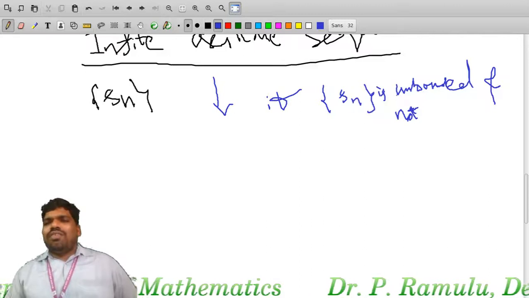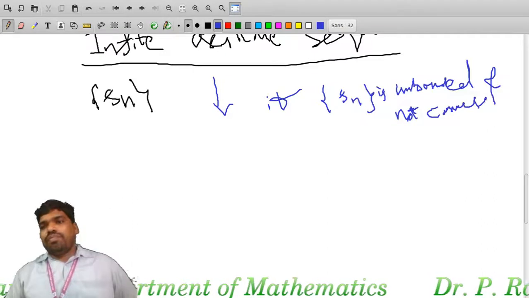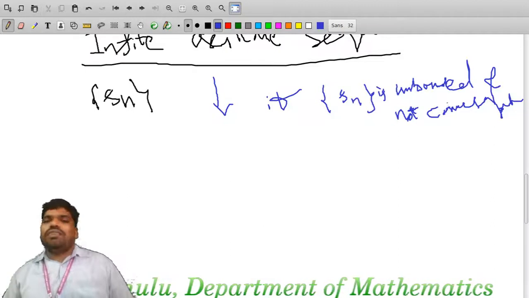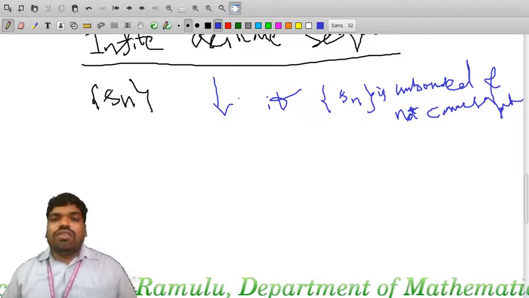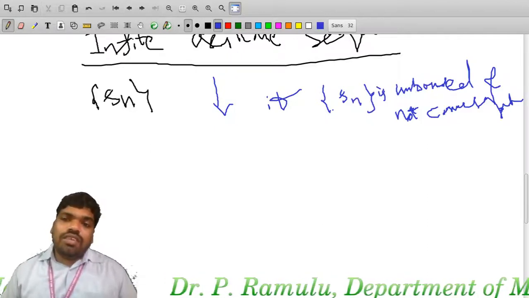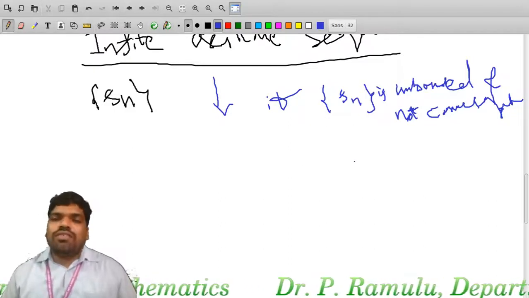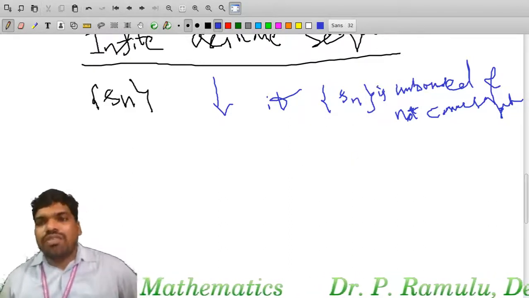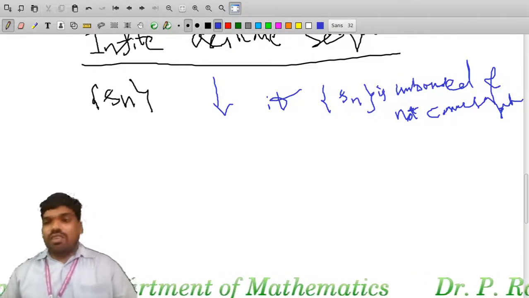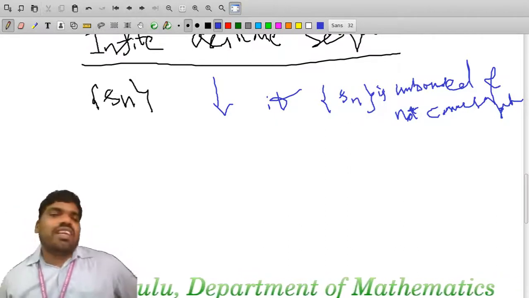You can also say it is not convergent. Otherwise, it is unbounded but not convergent to minus infinity or plus infinity. So a sequence is an infinite oscillation if it is unbounded and neither divergent to plus infinity nor divergent to minus infinity. We may define it like this also: Sn is unbounded and not divergent to plus infinity or minus infinity, or not convergent. You can say it like that also.